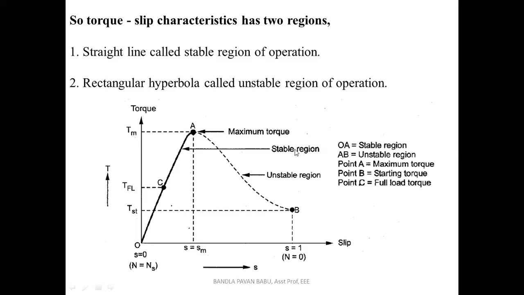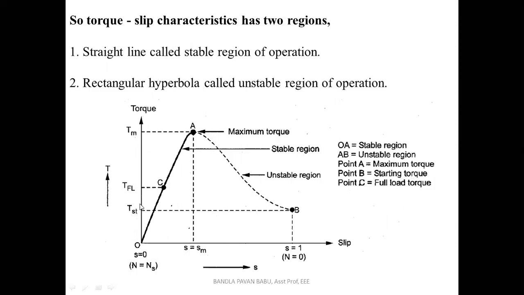So what regions have we observed? The stable region, that is OA. Look at the curve. OA is the stable region, and AB is the unstable region because it has exceeded the maximum torque. If it is exceeding the torque, the slip value gets increased. Next point here is the maximum torque. At a particular slip value, that is sm, the maximum torque is achieved, and point B is the starting torque.